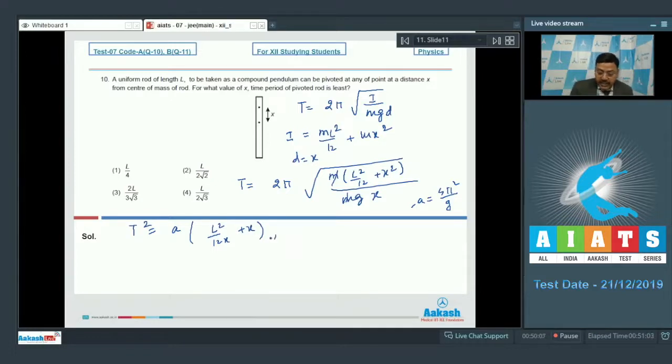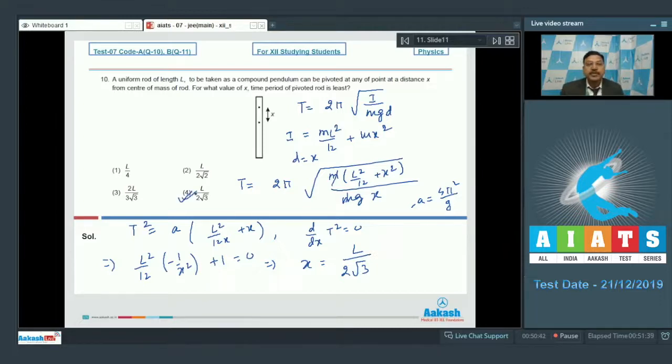And for T square to be minimum, d by dx of T square has to be 0. We can apply this, and doing this gives us L square by 12 into minus 1 by x square plus 1 is equal to 0, which gives us x is equal to L by root 12, or that means L by 2 root 3. If you look at the options, it is matching with option 4. So option 4 is correct. Let's go to the next question now.